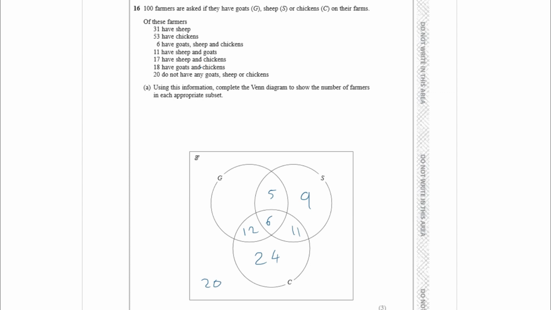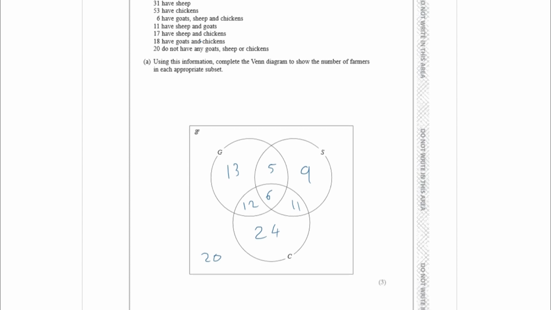And we can add the 5 and the 9. 73 plus 5 is 78. And 78 plus 9 is 87. So 87 means we should have 13 people here. So that just means that everything has to add up to 100. I would encourage you to double check that.